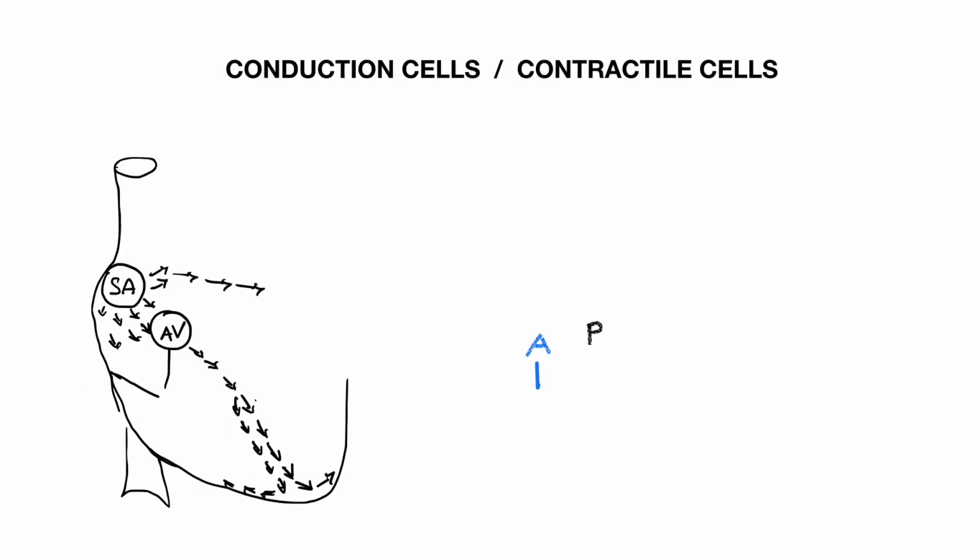Now the question is, those waves we see on ECG represent what? Is it depolarization of conduction cells or contractile cells or both of them? It represents contractile cells only.